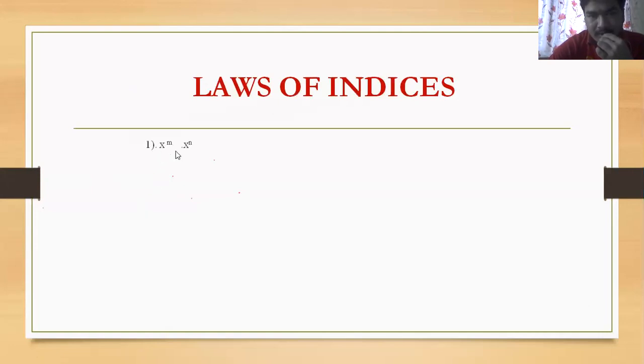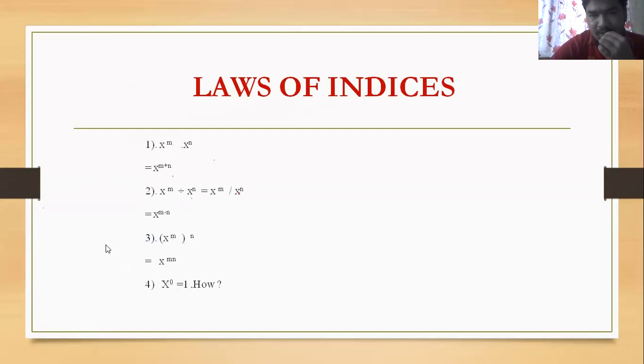X to the power m into x to the power n equals x to the power m plus n. When divided, then we have to subtract the power, m minus n, and the base will be the same. And power, again whole power, then this power and whole power will be multiplied. And next one, if x to the power 0, then its value will be 1. Not only x to the power 0, if any number to the power 0, it gives the value 1, okay?